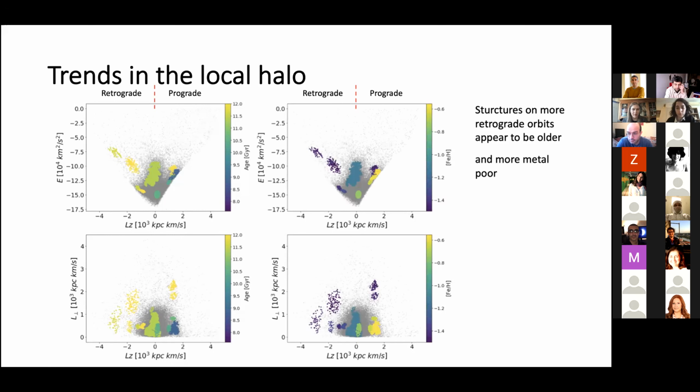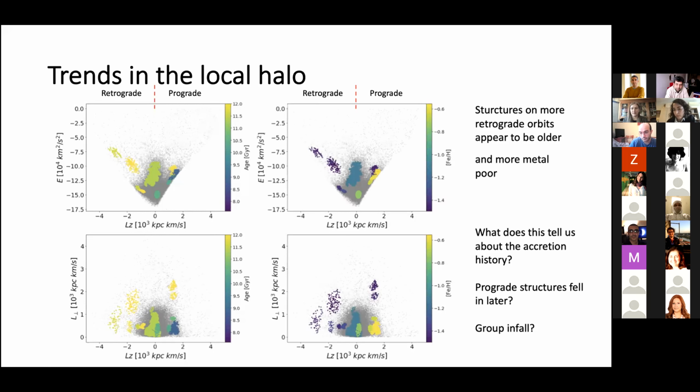But since some of these are mixes of populations like cluster 3, and some of these we think are the ancient disk, we have to do more work to understand what these trends are telling us. But maybe they tell us about which groups fell in at which times, whether there was a group infall. So if we see a lot of structures on similar orbits with similar ages and metallicities, maybe they fell in together and not just one accretion event at a time.